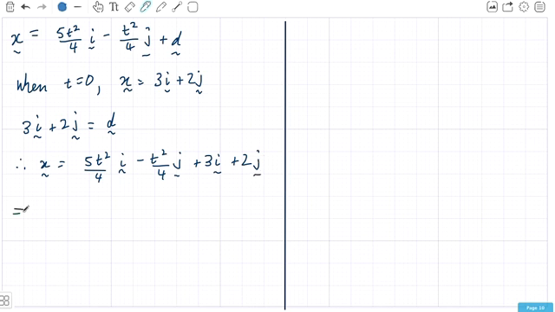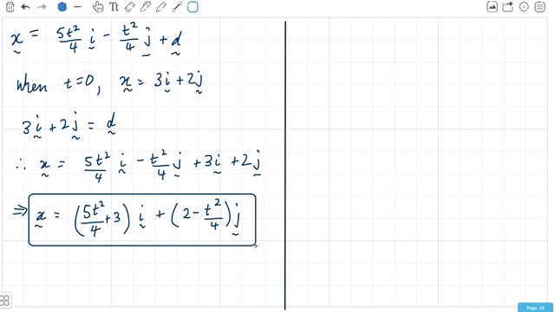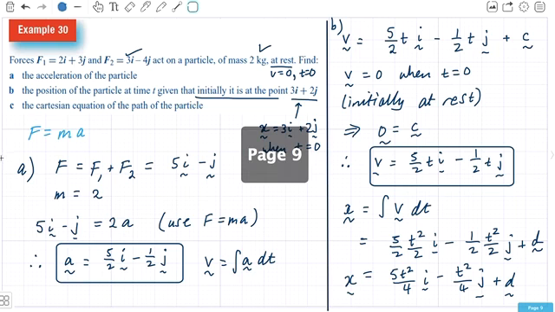or if you want to, put all your i's together and all your j's together. So you've got 5t squared on 4 plus 3, all multiplying i, plus 2 take away t squared on 4, all multiplying j. So that's your position vector x, which describes where the particle is at any time t. So the position of the particle at time t, we've done the acceleration. The last part here is the Cartesian equation of the path.